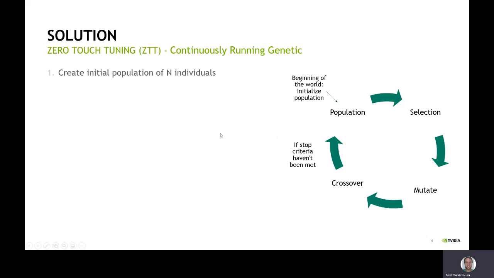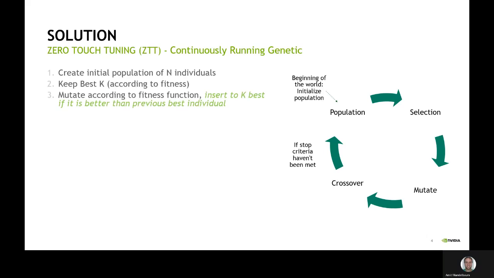So ZTT is doing the basic genetic algorithm with some modifications. The first step of creating the initial population is exactly the same, and the second step as well. We calculate the fitness score for the individuals we have and keep the top performing K individuals in our population. I would say here that we also keep on the side the score of the best performing individual for later use. In the third step, this is the first step where we make a modification to the algorithm.